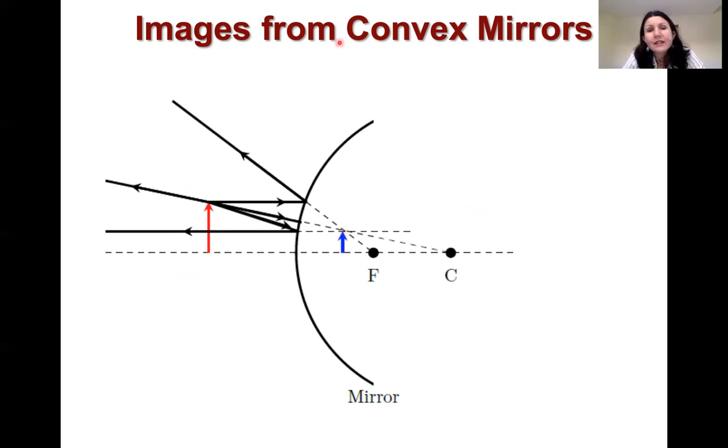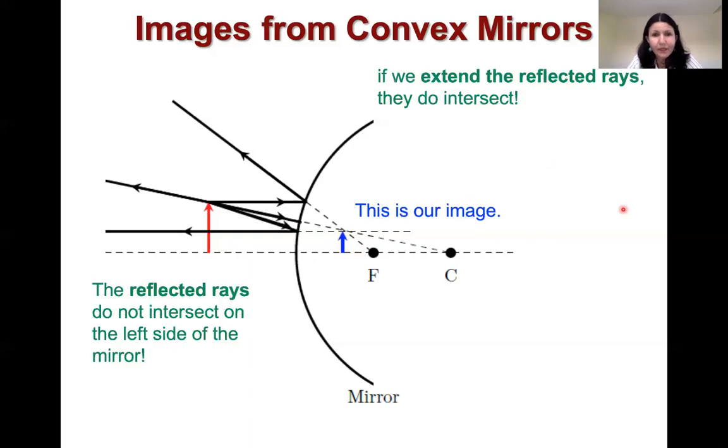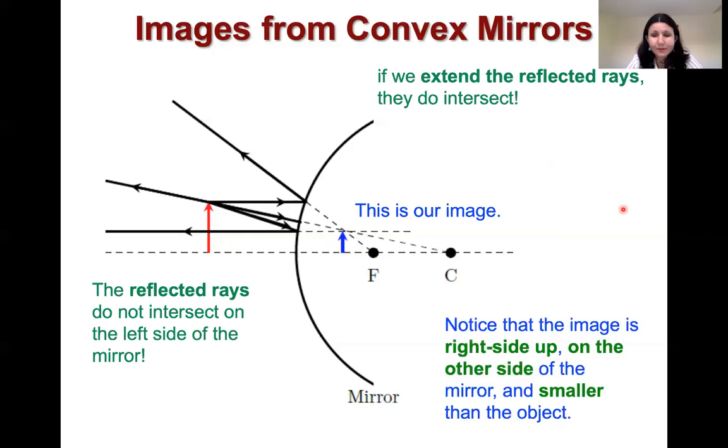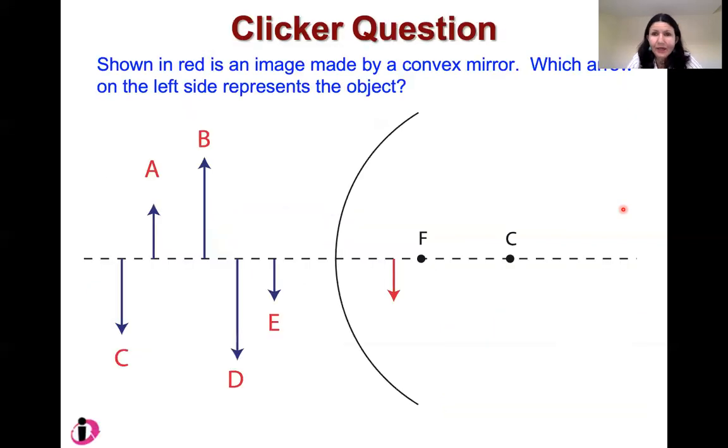And it turns out that these convex mirrors will only make virtual images. This really just comes from the physical shape of this mirror, because what this mirror does is it always diverges light. The reflected light will diverge, so it will never meet or intersect on the same side as the mirror. It can only project images behind the mirror. So this type of mirror will only make virtual images. So this is again our image, and it's right side up on the other side of the mirror and smaller than the object.